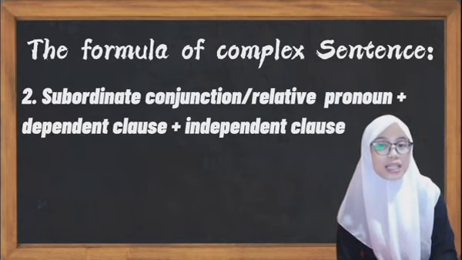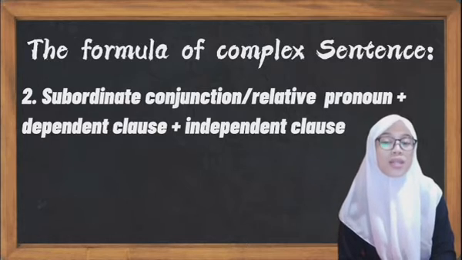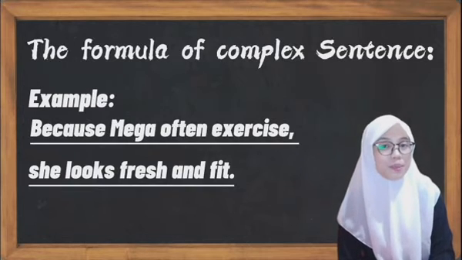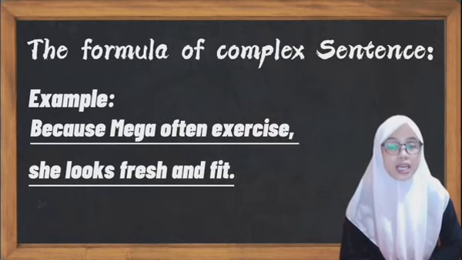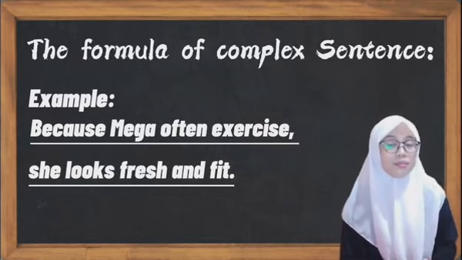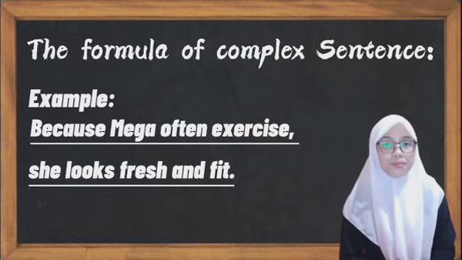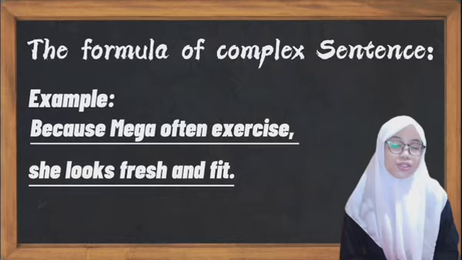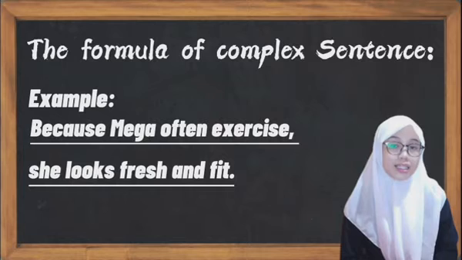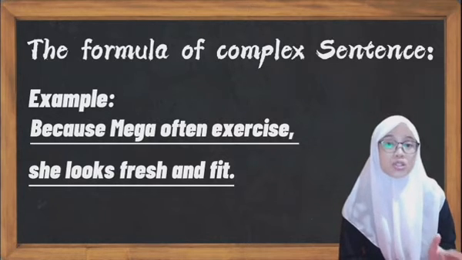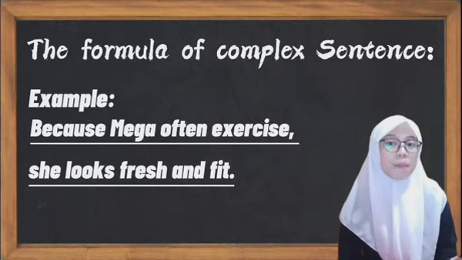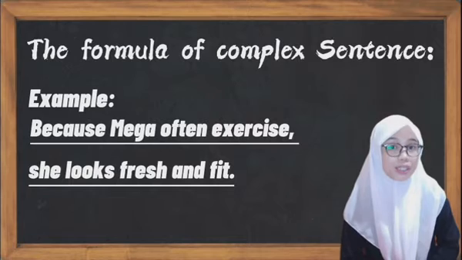The second formula is subordinate conjunction or relative pronoun plus dependent clause plus independent clause. For example, because Mega often exercises, she looks fresh and fit. Karena Mega sering berolahraga, dia terlihat segar dan bugar. Because is subordinate conjunction, which is followed by sentence Mega often exercises to form a dependent clause. So the dependent clause is because Mega often exercises plus independent clause she looks fresh and fit.